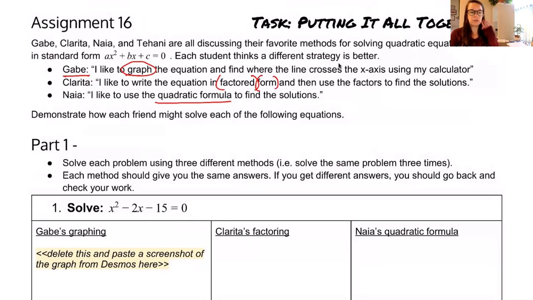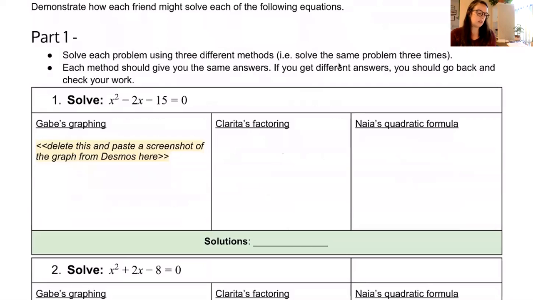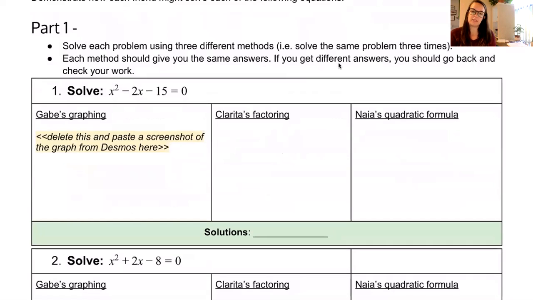We're going to use those three characters, Gabe, Clarita, and Naya, to solve the same equation in three different ways. Part one says solve each problem using three different methods, i.e., solve the same problem three times. Each method should give you the same answers. If you get different answers, you should go back and check your work. So we're going to solve this problem here, x squared minus 2x minus 15 equals 0, in three separate methods.